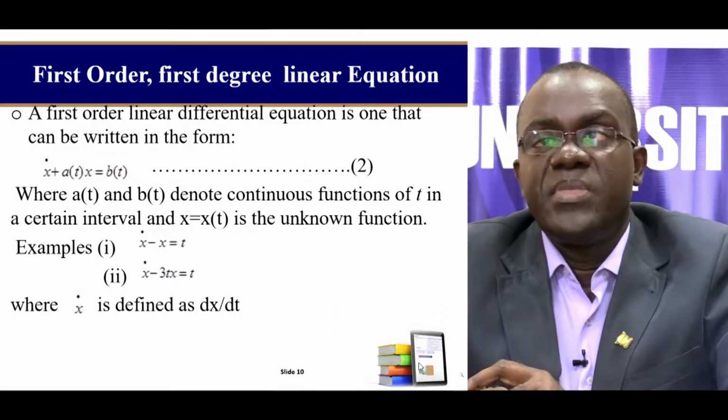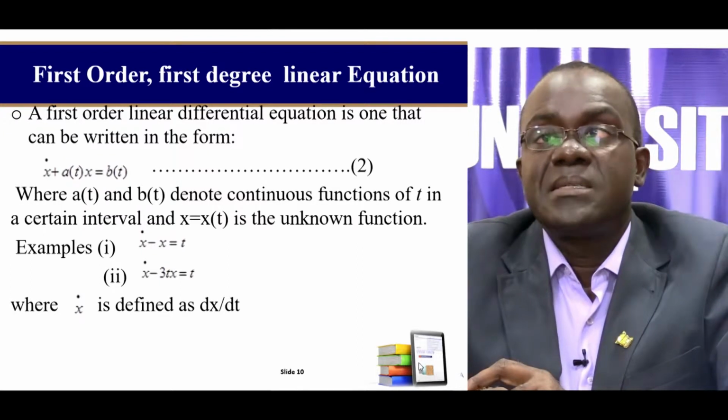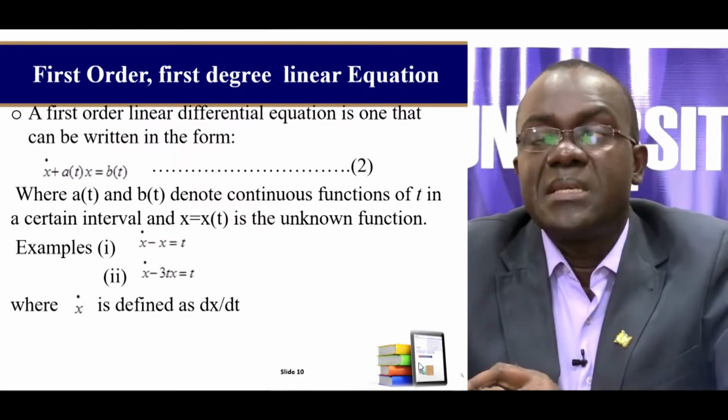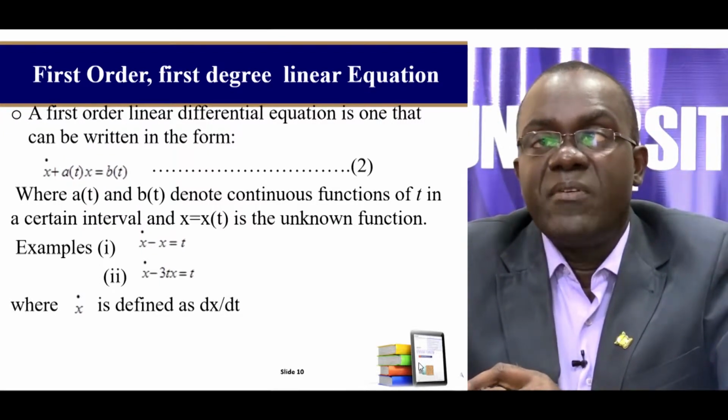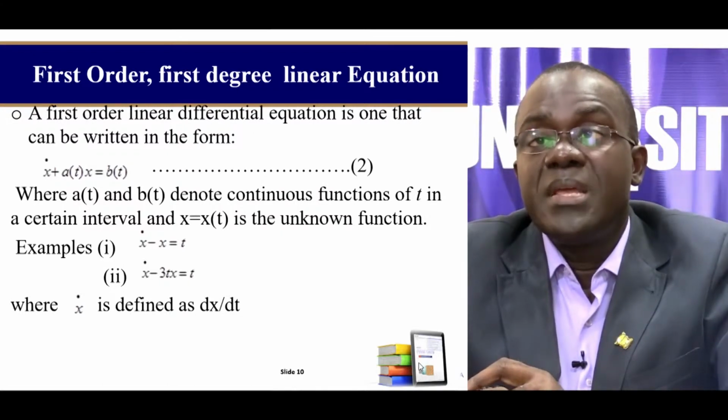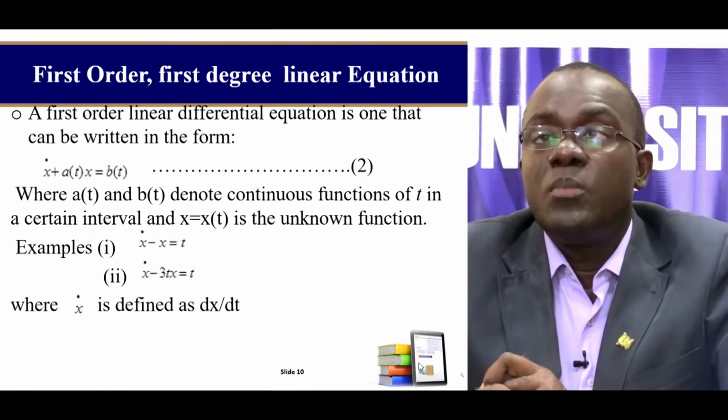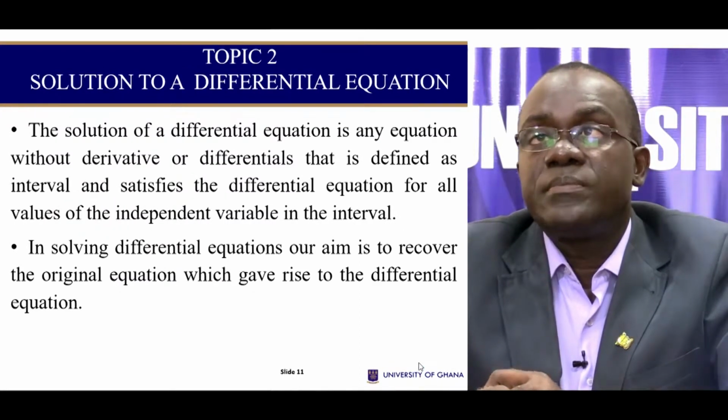And we can have the same thing that we have over here. And the question is that if we send this one here, it becomes t minus t plus 3tx. And that is the function f of x, t, which is not equal to 0. So this one becomes a first order first degree linear non-homogeneous differential equation.